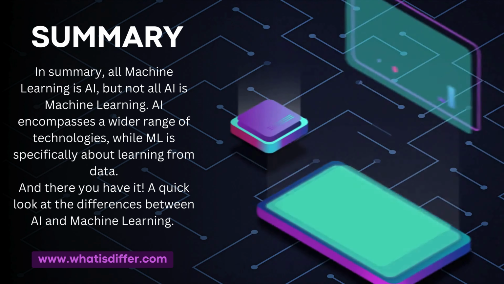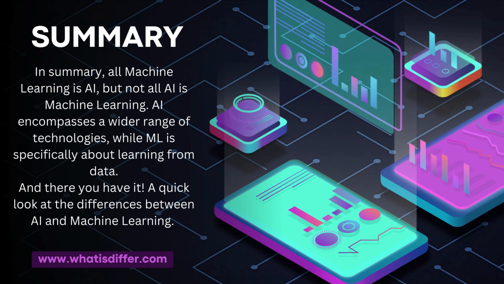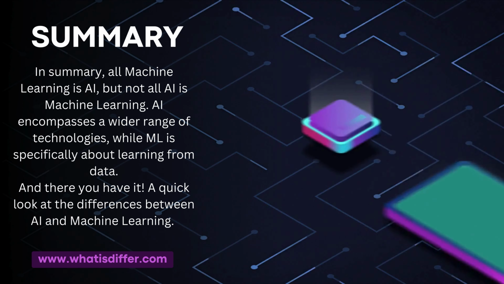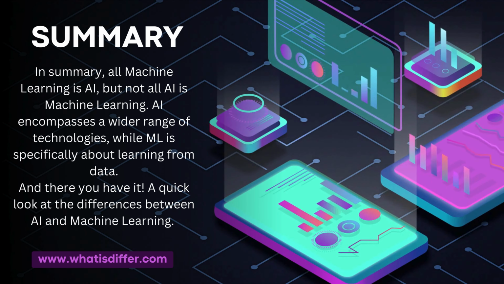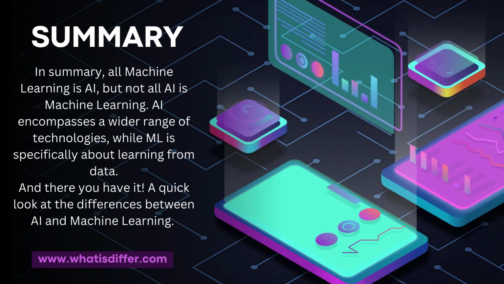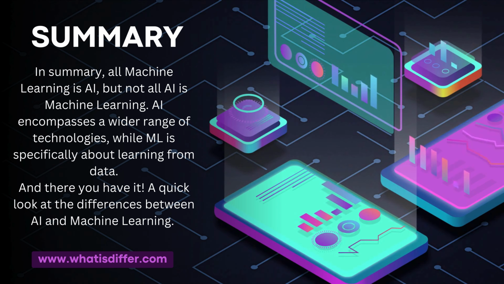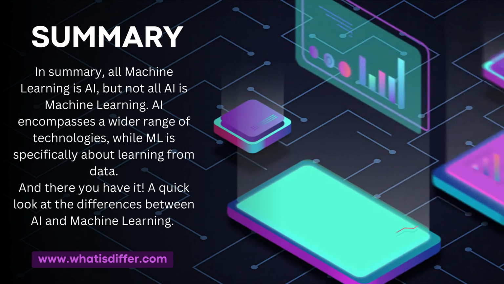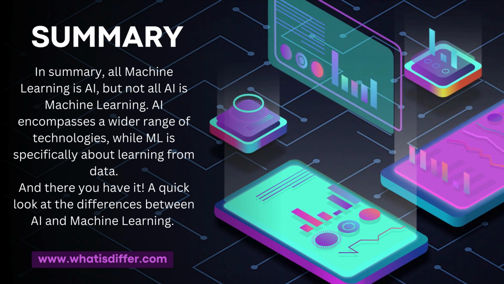In summary, all machine learning is AI, but not all AI is machine learning. AI encompasses a wider range of technologies, while ML is specifically about learning from data. And there you have it, a quick look at the differences between AI and machine learning.